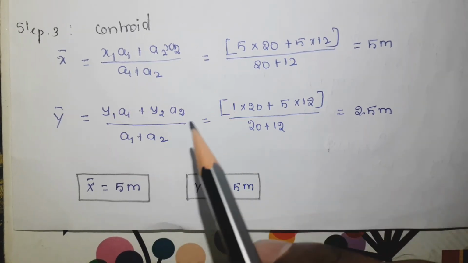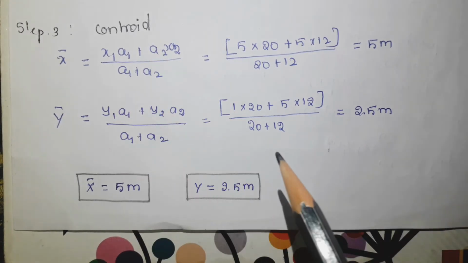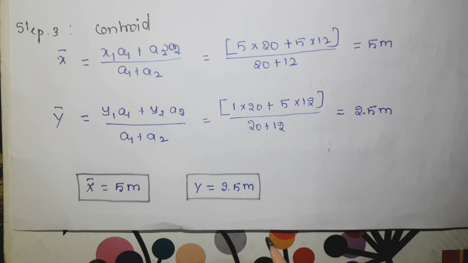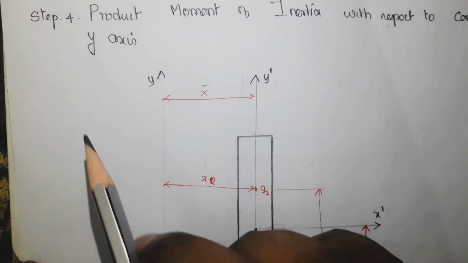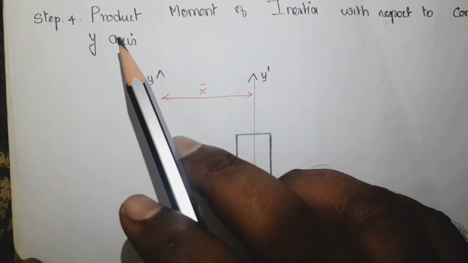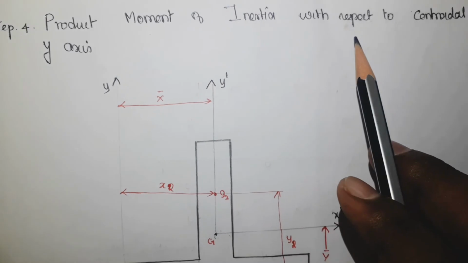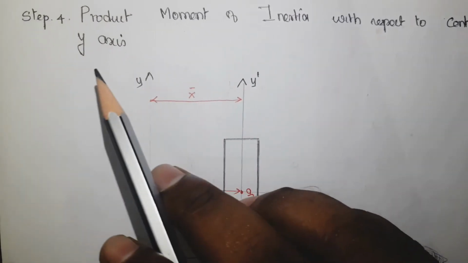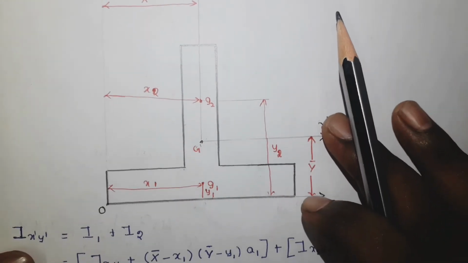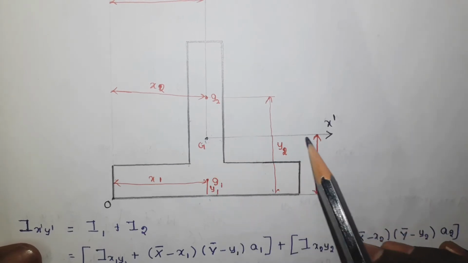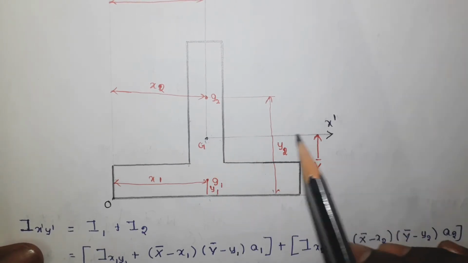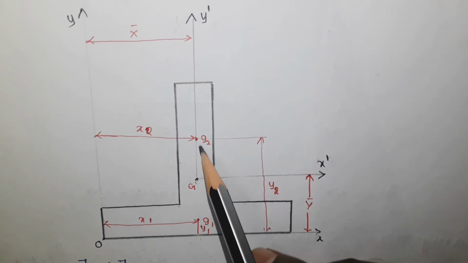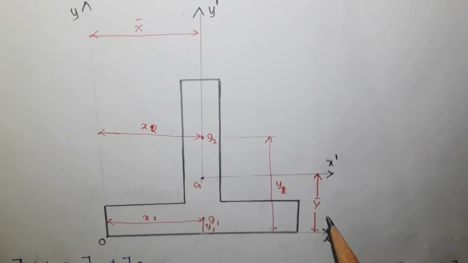We have found all these values in the previous step, the second step, and finally we get the answer as 2.5 meter. So x bar equals 5 meter and y bar equals 2.5 meter. Now the next step is to find the product moment of inertia with respect to the centroidal x axis and centroidal y axis. Here is the centroid, and this is the centroidal axis x dash, and here is the centroidal y axis, which is nothing but y dash.